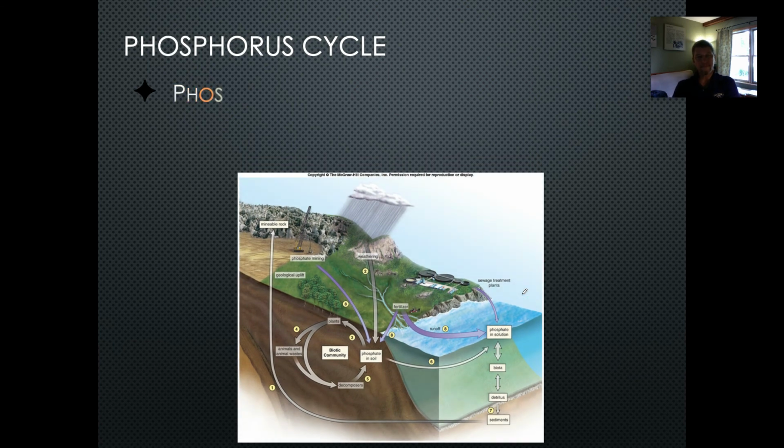Okay. Next on our list is the phosphorus cycle. And of course, phosphorus is very important in the production of DNA inside individual organisms. And it's also part of some amino acids.